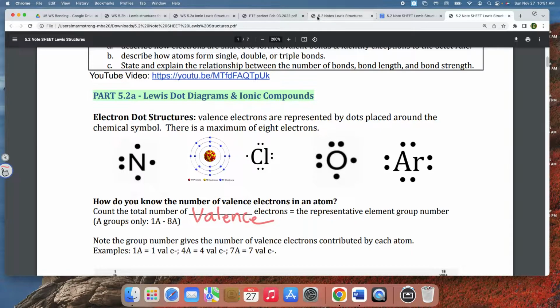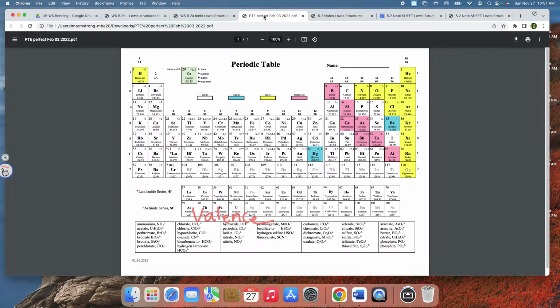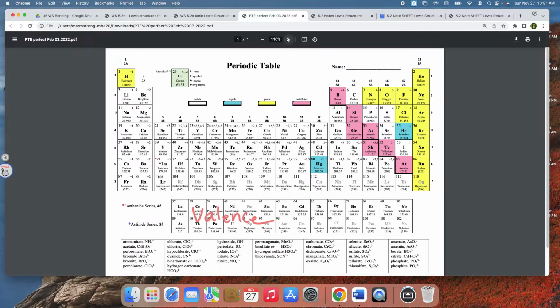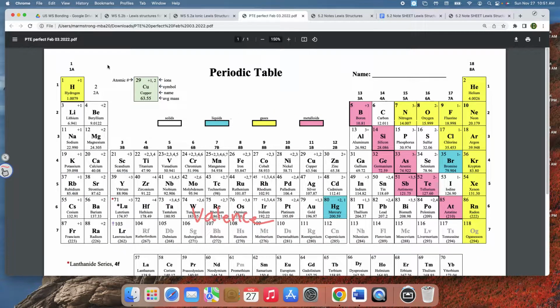Let's take a peek at the periodic table. So here in group 1A, they all have 1 valence electron. 2A has 2 valence electrons. We don't talk about the B groups, which is the transition metals in here. And then we skip over here to the A's. So 3 valence, 4, 5, 6, 7, 8.